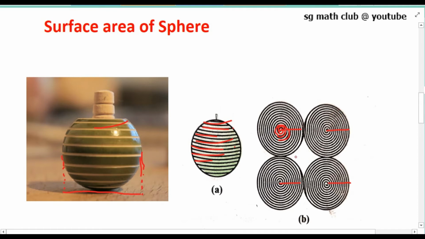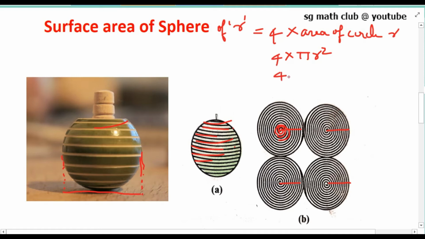So what can you infer from this, or what does this mean? This suggests that the surface area of a sphere of radius r is equal to 4 times the area of a circle with radius r, and we know the area of a circle is pi r squared.